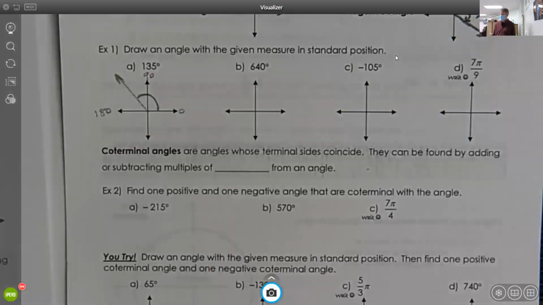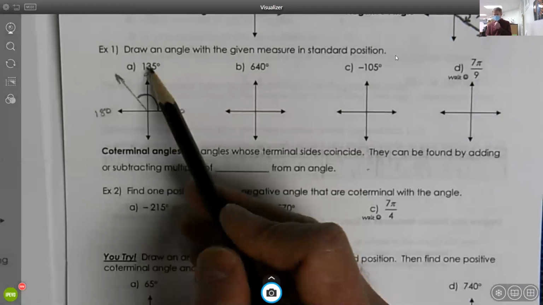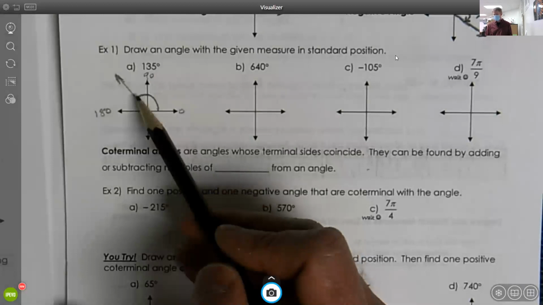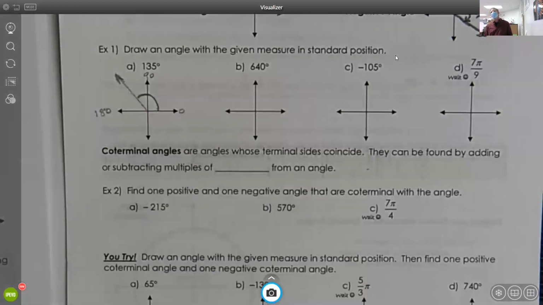So notice kind of how we did that. We thought about where the 90 was. We knew it was more than that. We know it's less than 180. And starting to recognize how much past 90 helps you give a good approximation of where the angle would be.